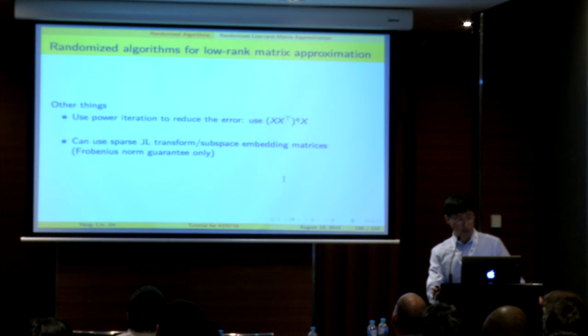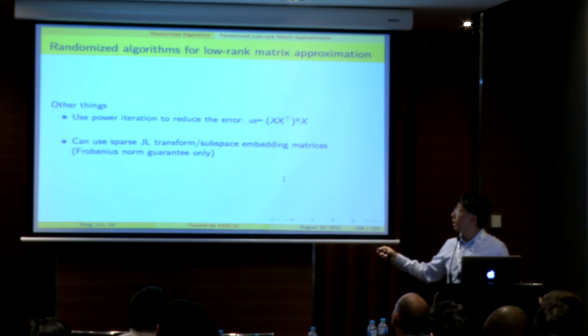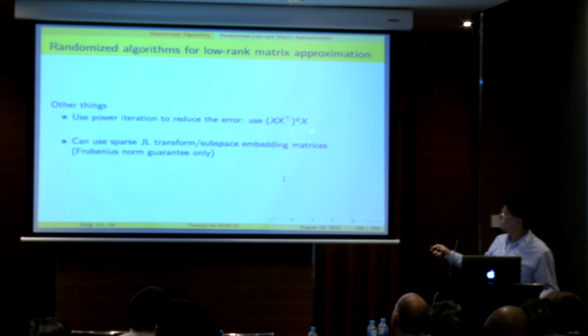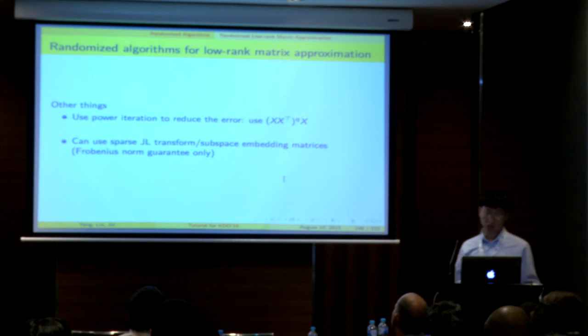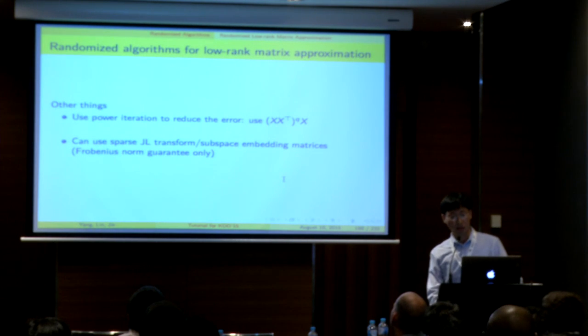So other things, you can use power iteration to further reduce the error. So instead of calculating the rank approximation of the original data matrix X, you calculate the approximation of this matrix. Okay? And also you can use sparse JL transforms, sparse subspace embedding to further accelerate the calculation.